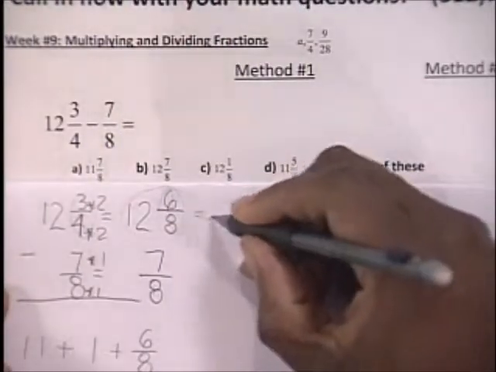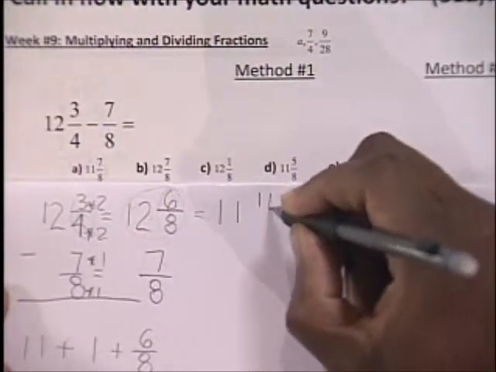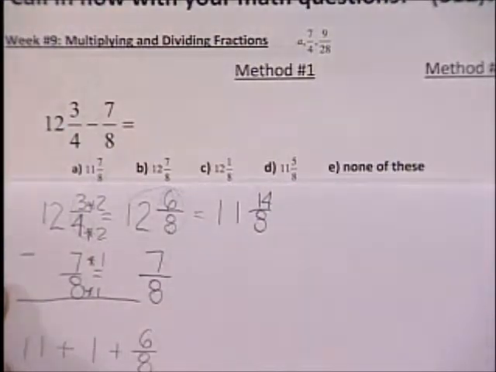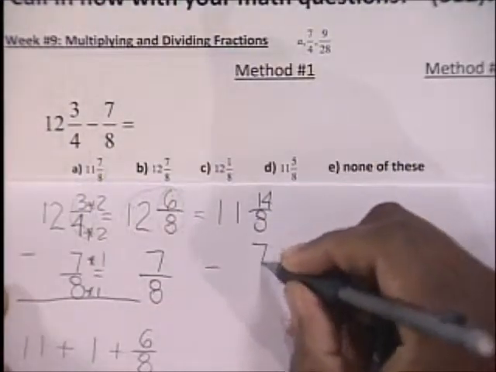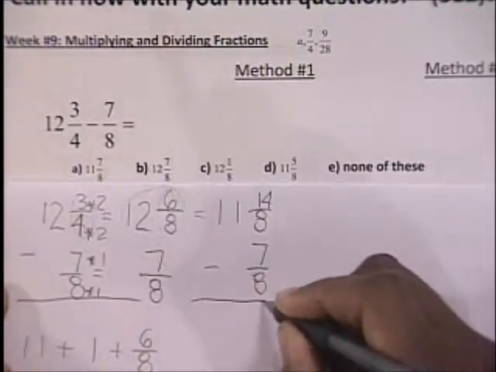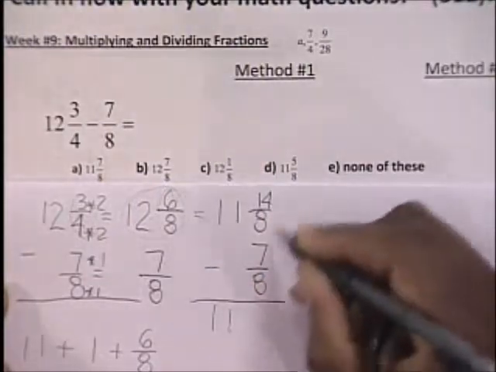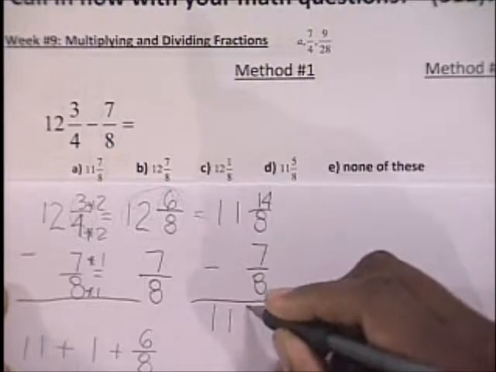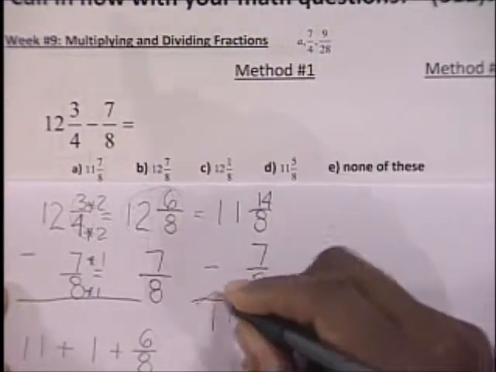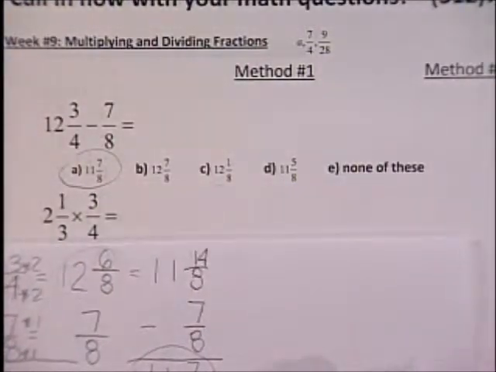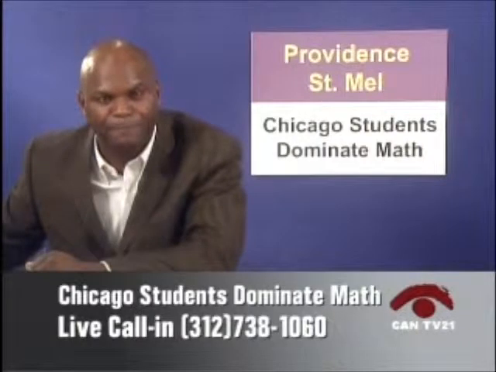So what we have here is 11 and 14/8, which is another way to say 12 and 6/8, minus 7/8, which we brought over, and you end up with 11. 14 minus 7, you have the common denominator. 14 minus 7 is 7, and you end up with 11 and 7/8, making A the correct answer to that problem.